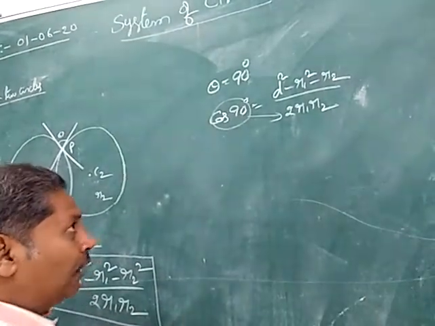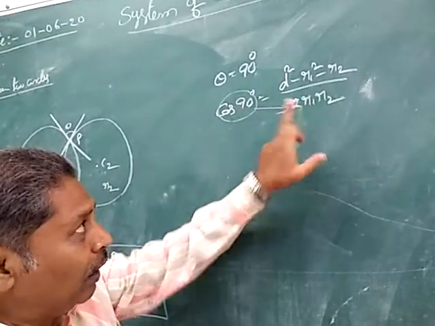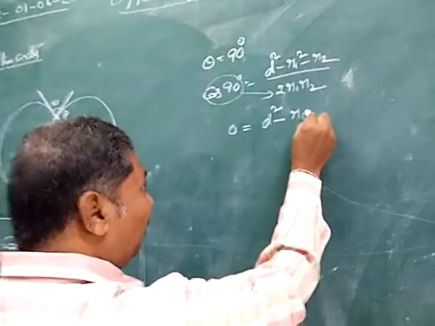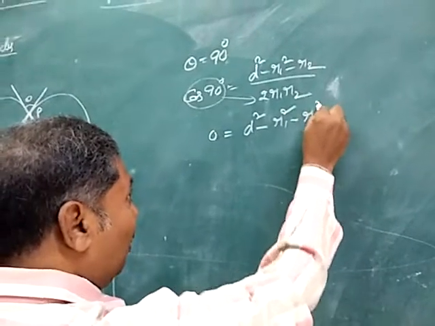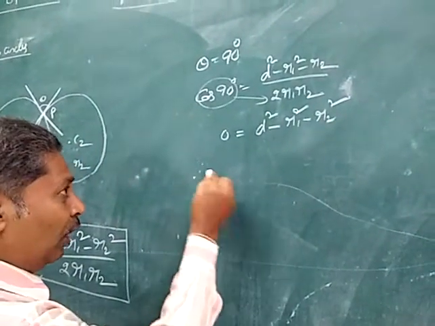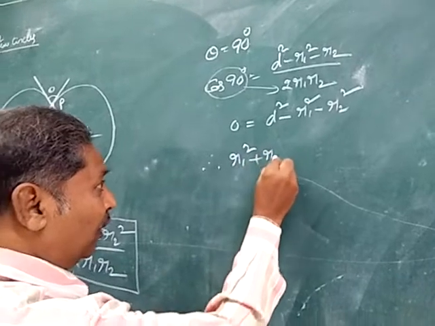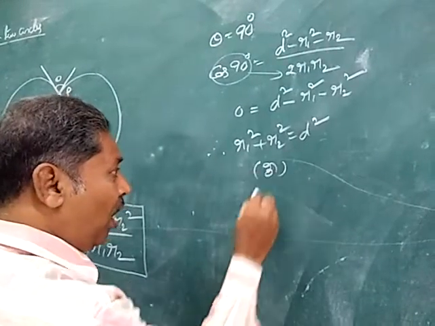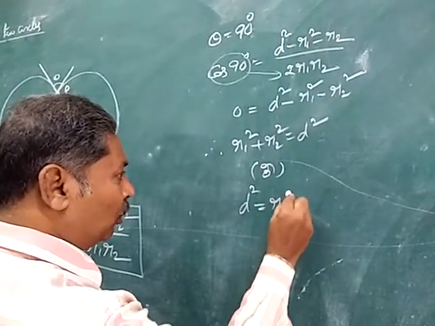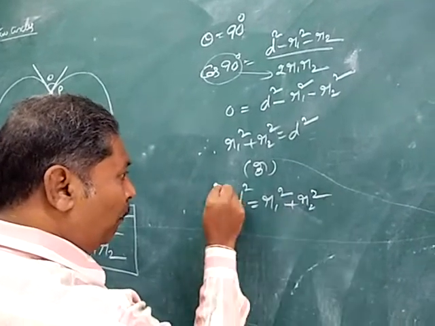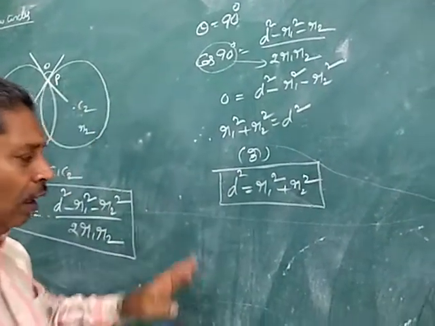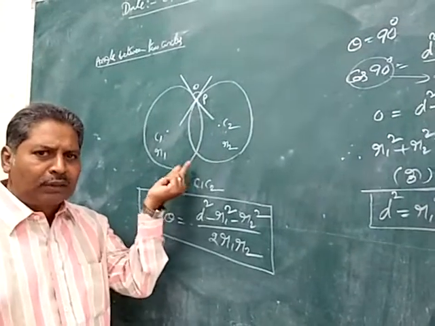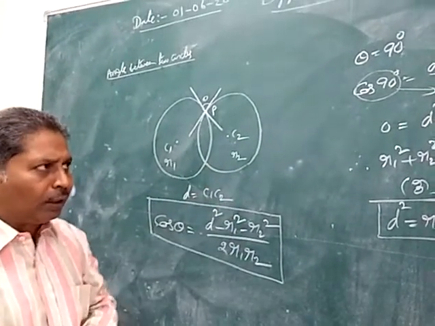By cross multiplication, 0 into something equals 0. So 0 equals D square minus R1 square minus R2 square. Therefore, R1 square plus R2 square equals D square, or D square equals R1 square plus R2 square. So this is the orthogonal condition for two circles to intersect orthogonally.